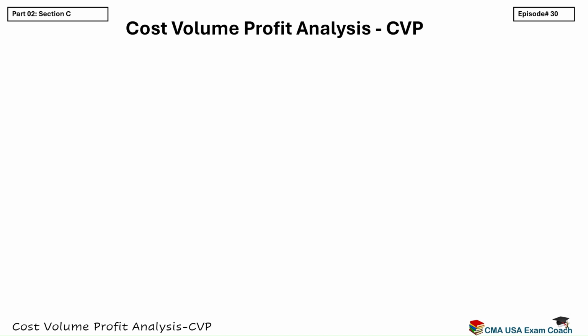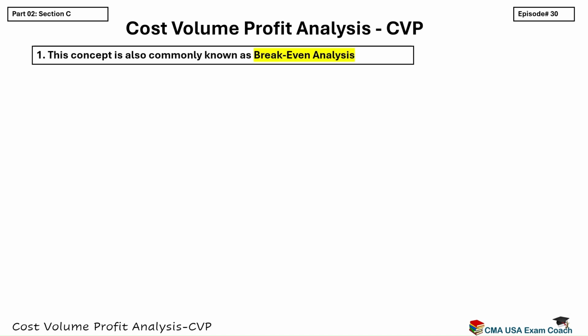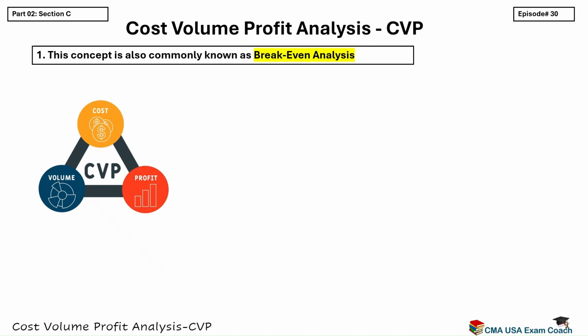We're diving into Cost Volume Profit Analysis, or CVP analysis for short. This concept is also commonly known as break-even analysis, and in this lesson, I'll explain what it means, how it works, and why it's such a useful tool for managers when making decisions. Let's go step by step in simple language, so even if this is your first time hearing about CVP, you'll have no problem understanding it.